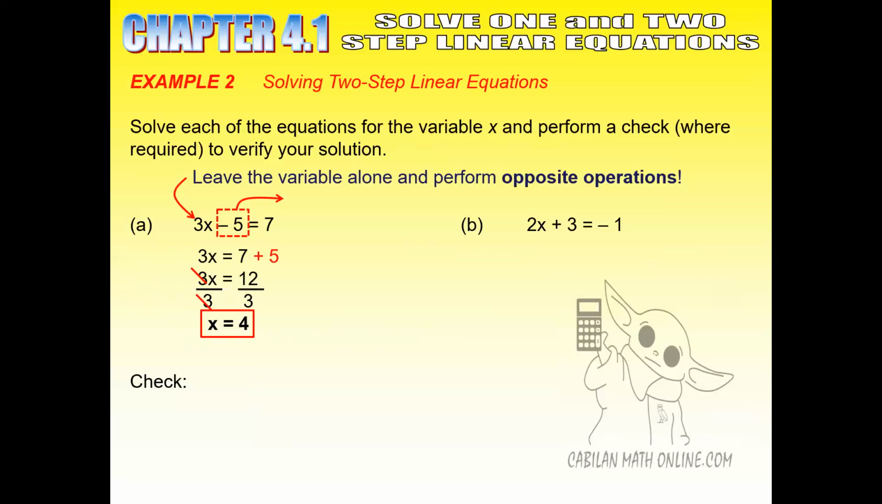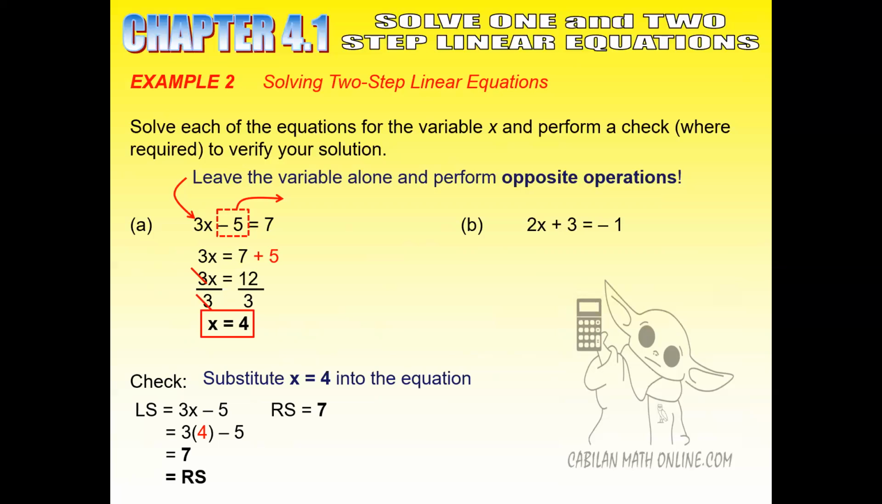Now, just to do a check for this one, we're going to substitute x equals 4 into the left side, which in this case is just 3x minus 5, and the right side is 7. So when we substitute x equals 4 for the x, we have 3 times 4 minus 5. 3 times 4 gives me 12, and then 12 minus 5 gives us 7. You notice the left side and the right side are indeed the same. When you do the check and the right side and left side are the same, that tells you that your answer is correct.